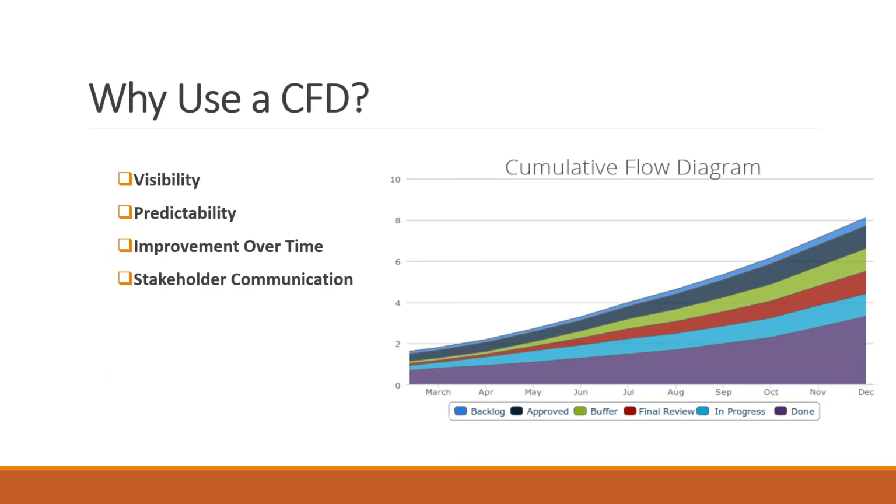Why use a CFD? Why do we need a CFD? The first use of a CFD, cumulative flow diagram, is to ensure visibility. CFDs provide a clear snapshot of how tasks are flowing through the system. This transparency helps in early detection of bottlenecks and inefficiencies. Second, predictability. By analyzing trends in the CFD, teams can make educated predictions about future performance and delivery dates.